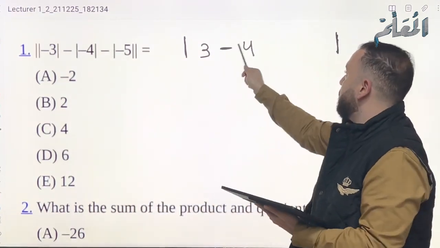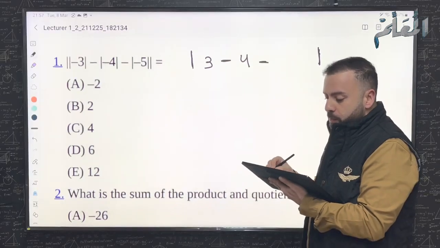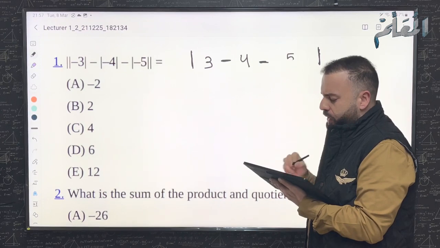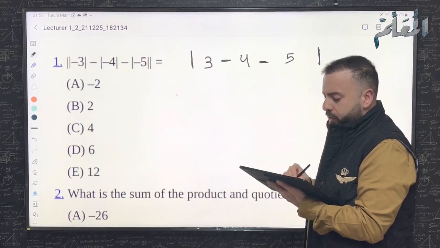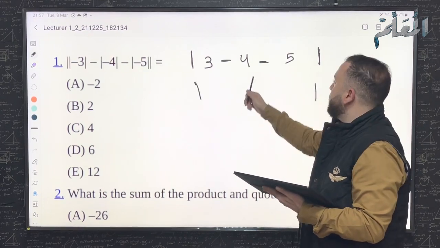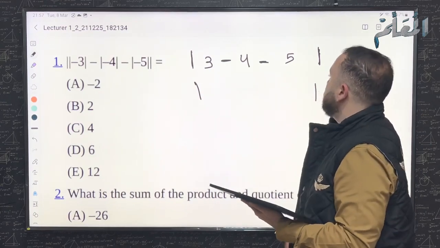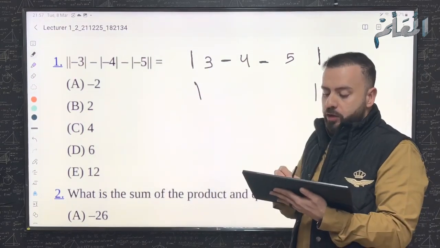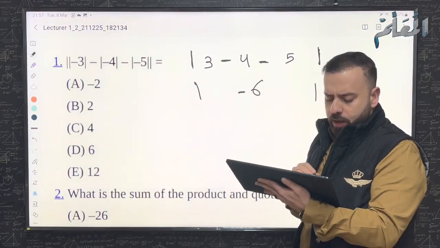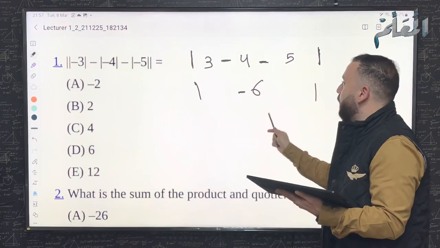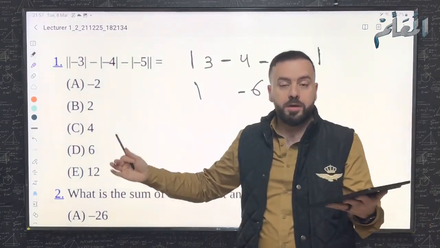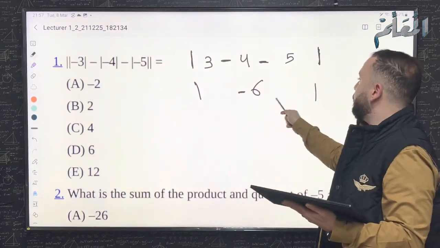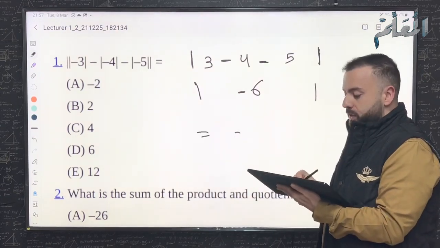So in this case, 3 minus 4 and minus the absolute value of -5, which is going to be 5. After this, 3 minus 4 minus 5: 3 minus 4 is -1, and -1 minus 5 is going to be -6. So at the end, the absolute value surrounding the whole expression, the absolute value of -6, is going to be 6.